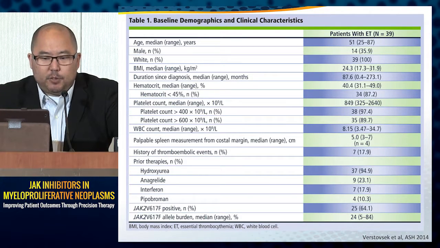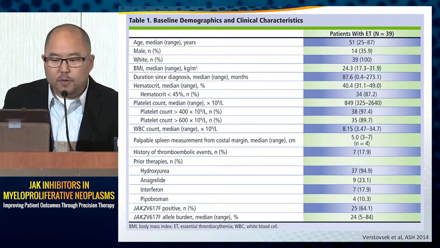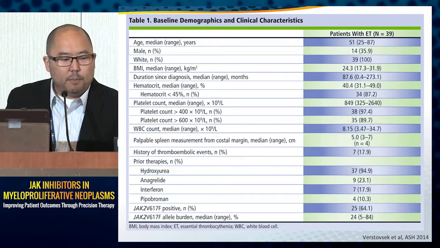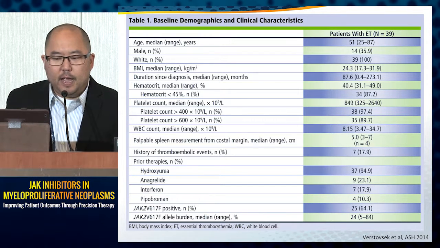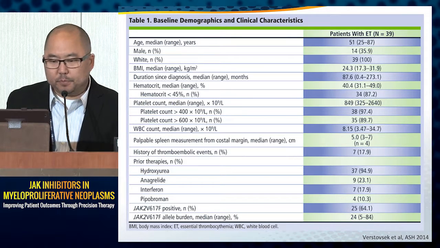So there were 39 patients with ET enrolled in this study. You can see the baseline demographics here. A couple things to note: as expected, virtually every patient had an elevated platelet count, and almost every patient had a platelet count above 600 at entry into the study. Splenomegaly was present in only 4 of the 39 patients. As you can see here, there were a variety of different treatment options used prior to entry into the study. About 64% of the patients were positive for JAK2, which is more or less what you would expect from the normal distribution of ET.